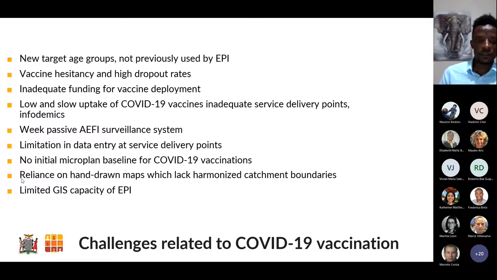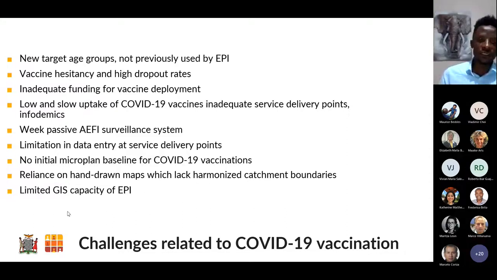So it was a bit of a challenge and there was some hesitancy experienced. Aside from that, there was inadequate funding for vaccine deployment. When it just came, the government wasn't ready. Most of the countries were not ready. So it had to take a lot of planning and sourcing of funding to deploy the vaccines. We also experienced slow uptake of the COVID vaccines due to inadequate service delivery points, which was also common. We had weak and passive AEFI surveillance system, which is just the adverse effects following immunization. These were not really established at the point when we're trying to break in.